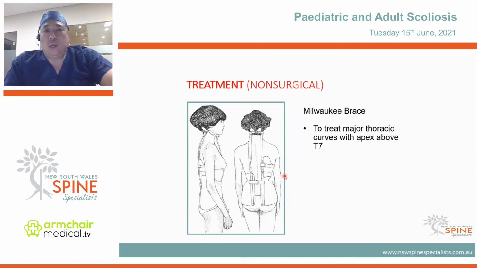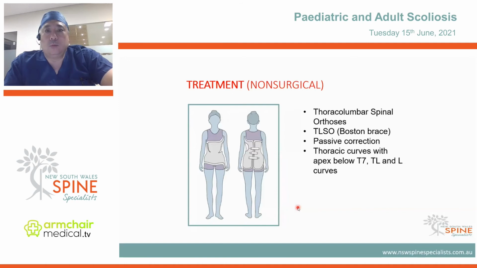The Milwaukee brace that comes all the way up the neck is really difficult to wear. Very few patients are able to wear it just because it's so cumbersome. These are mainly to treat kyphosis and curves that are above the T7 level. But again, the compliance is very low because it's quite cumbersome, and that's a more historical type of brace. We call them Milwaukee brace.